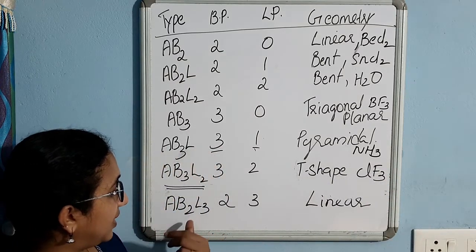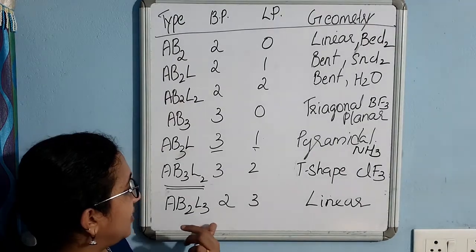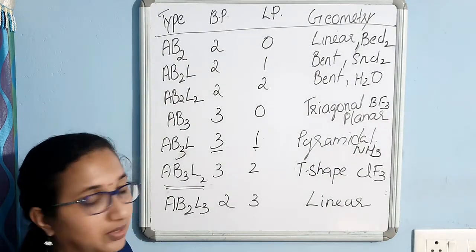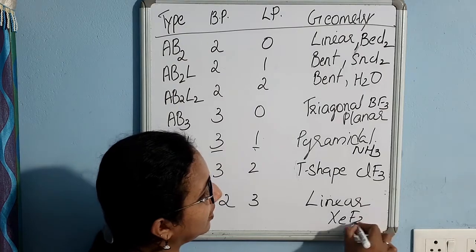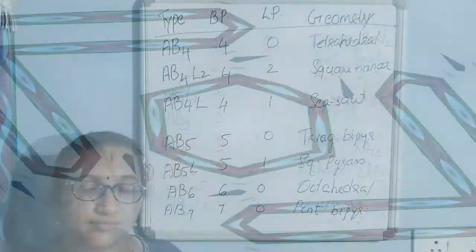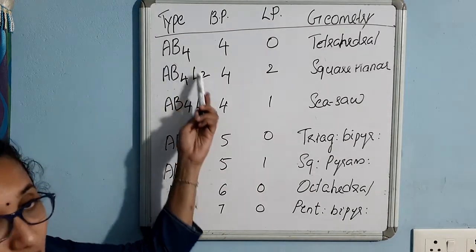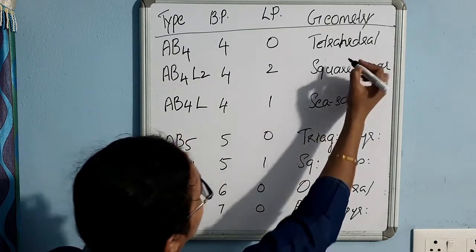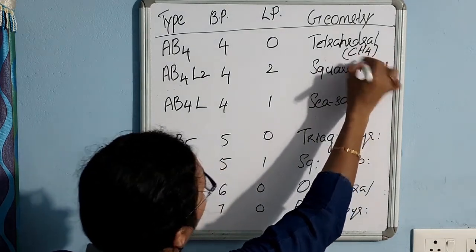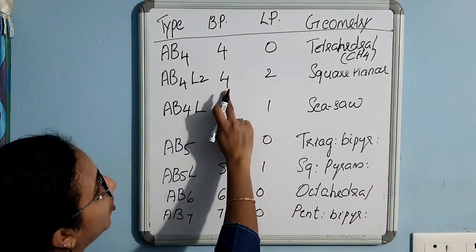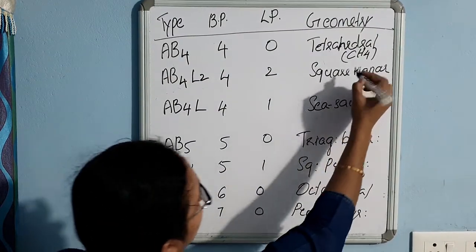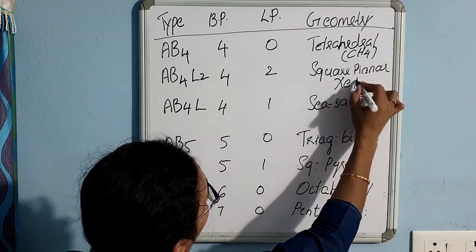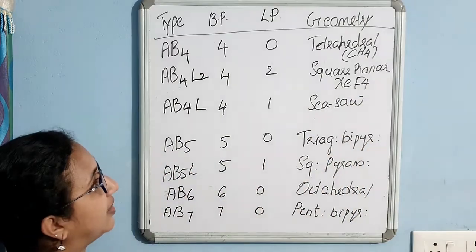And finally, then we have AB2L3 type. AB2L3 means we have 2 bond pairs and 3 lone pairs. Example, we have seen XeF2, xenon difluoride. Its geometry will be linear. Next we have AB4 type. AB4 type means we have 4 bond pairs and no lone pair. Geometry will be tetrahedral. Example, we have seen methane. Then AB4L2, that means 4 bond pairs and 2 lone pairs. The geometry is square planar with example XeF4. Xenon tetrafluoride, we know it has square planar geometry.